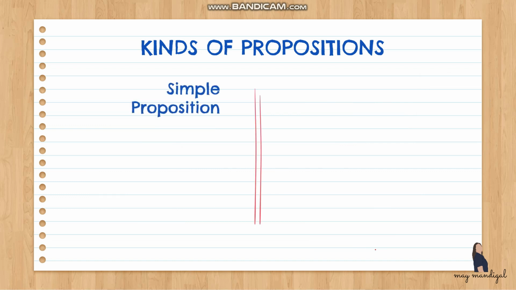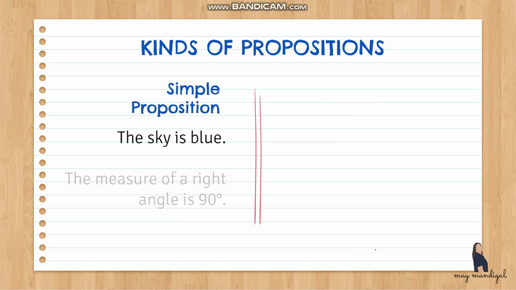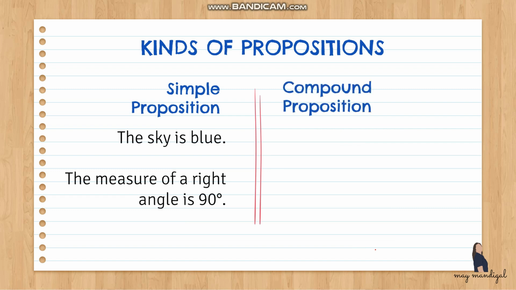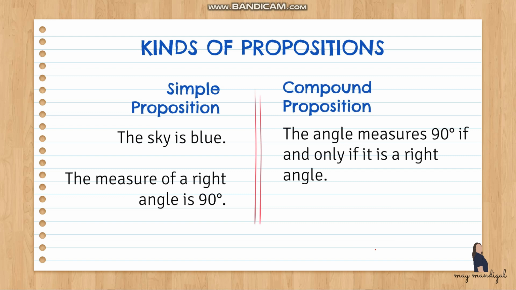Now, here are just some examples of simple and compound propositions. For simple propositions, we have: the sky is blue. The measure of a right angle is 90 degrees. For compound propositions, we have: the angle measures 90 degrees if and only if it is a right angle. You will see here that the connective that was used is if and only if. And then the two propositions are: the angle measures 90 degrees, and it is a right angle.